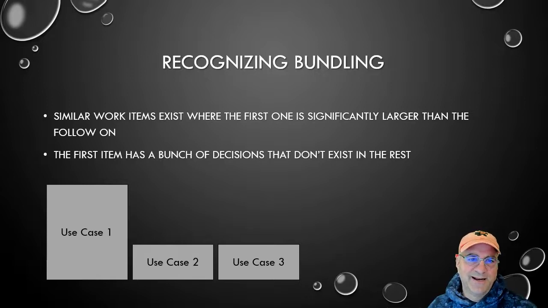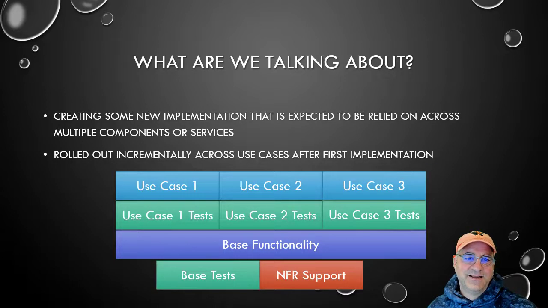So the similar work items exist, and the first one is significantly larger, and it's because the first one has a bunch of decisions that don't exist in the rest. I would actually argue that in this case, that means that we bundled things that don't belong. So what are we talking about here? We're going to create some new implementation that is expected to be relied on across multiple components or services. We are going to create a new database access layer, and it is going to be used in these 3 services. And we're going to roll this addition out across multiple services.